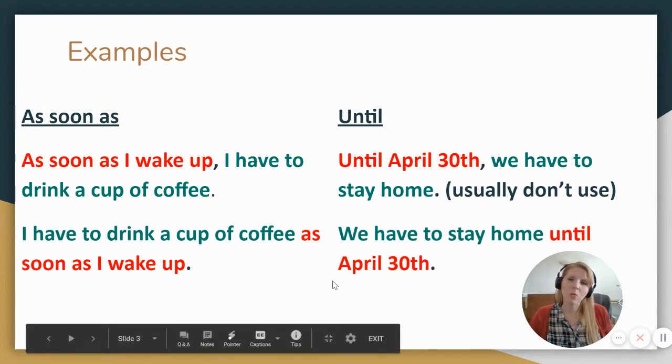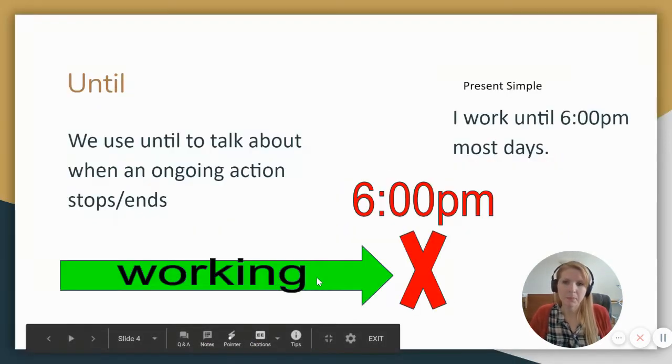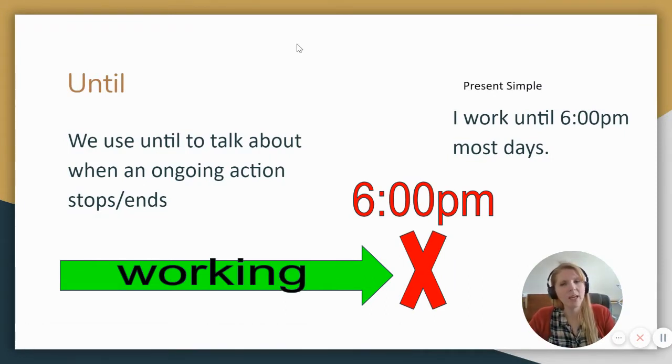So that's how we see them in a sentence. Let's talk about what does as soon as and until mean. So we use until when we are talking about when an ongoing, an active action stops or ends.